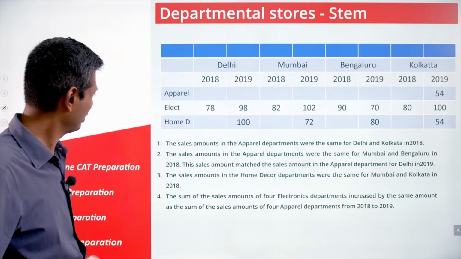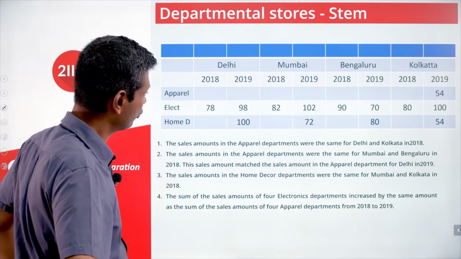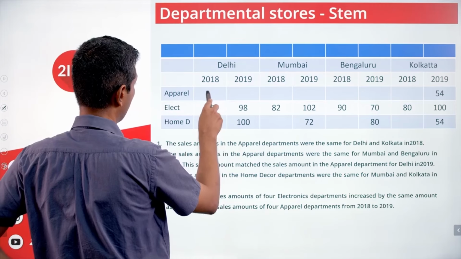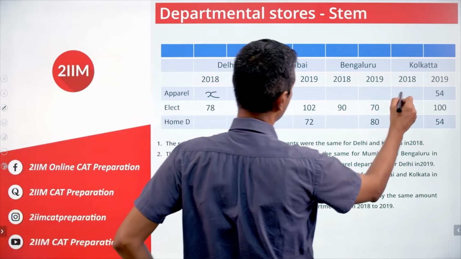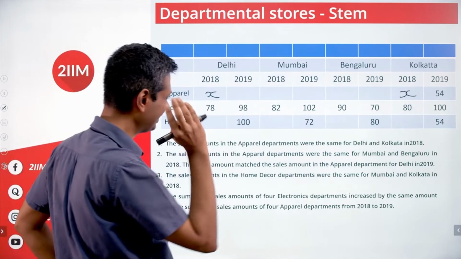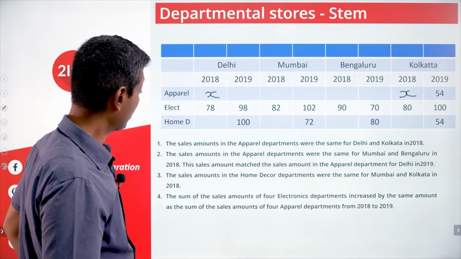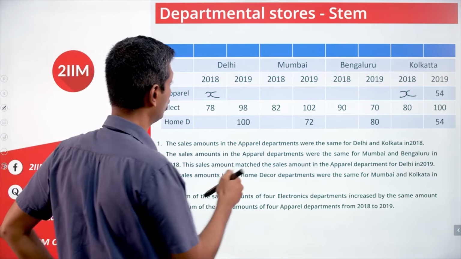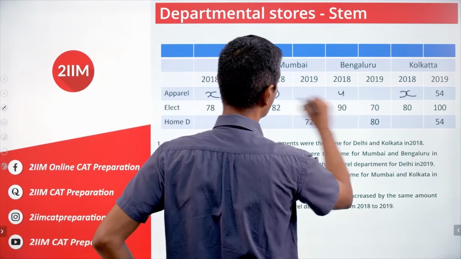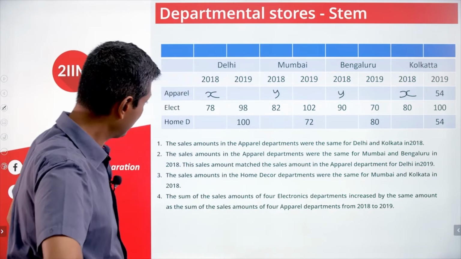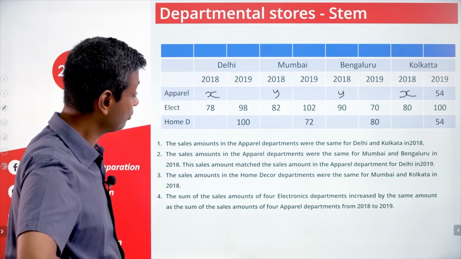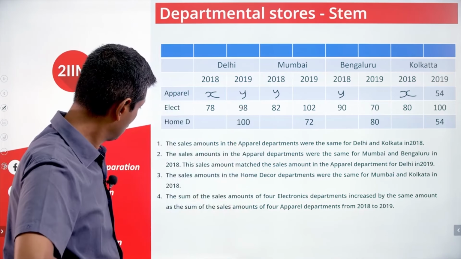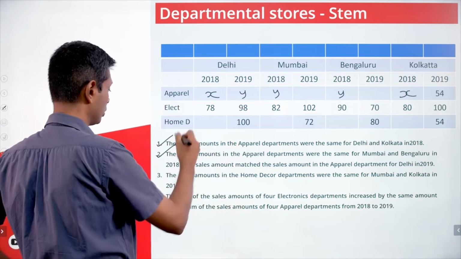I've filled all this in. The sales amounts in apparel department were the same for Delhi and Kolkata in 2018. So this is X. This is X. 2018, Delhi and Kolkata are same. Sales amounts in apparel department were the same for Mumbai and Bengaluru in 18. Mumbai, Bengaluru, 18. Why? This sales amount matched the sales amount in the apparel department for Delhi in 2019. This is also Y. Lovely. So this we have accounted for, this we have accounted for. We put in two variables.